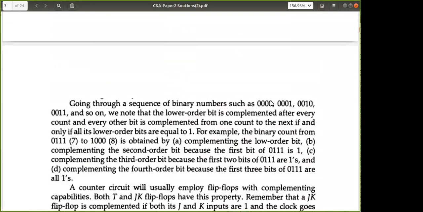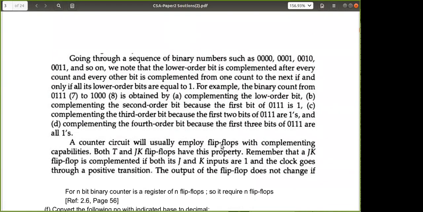So as you will see, this is the counter. The value is 0, 0, 0, 0, then 1, then 2, then 3. So if you see here, the lower bits are complemented every time. So for this kind of operation, we have the flip-flops like the T and the JK flip-flops, which have the property to complement the lowest bit.